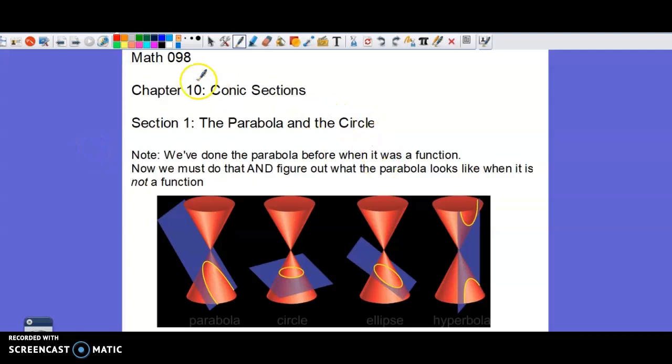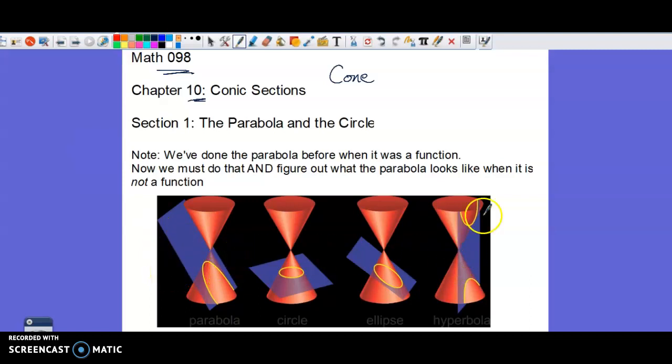Hey, Math 098, we're going to start in Chapter 10, conic sections. What we're actually starting with is the parabola, as well as the circle. So first of all, why do we call it conic sections? It's based off of the phrase of a cone. And what we are going to examine are the different kinds of ways that we could slice open a cone.